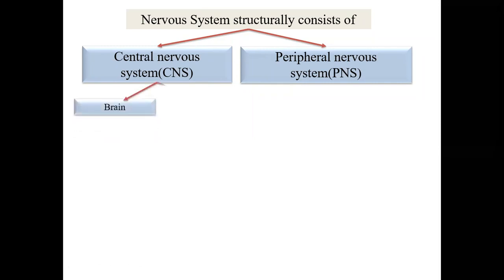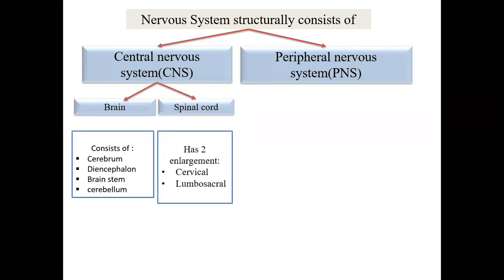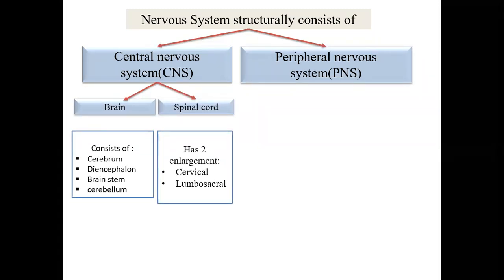If you see the central nervous system, it consists of the brain and the spinal cord. The brain within itself will have the cerebrum, diencephalon, brainstem, as well as the cerebellum. This all is included when we say brain.